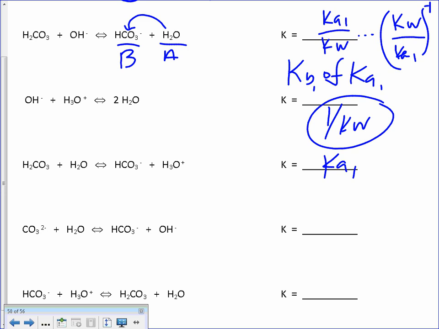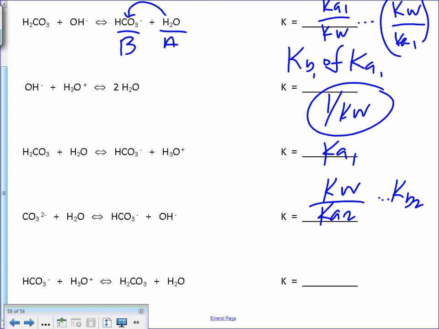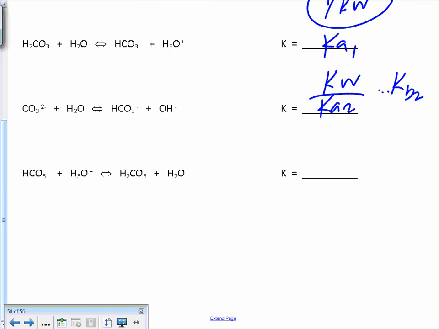The next one, what'd you guys get? Kw over Ka2. Good. Kw over Ka2, which means you're representing Kb2, right? So Kw over Ka is Kb. The way you did this one was you saw water was interacting with carbonate in a way that makes bicarbonate. So this is acting as the base because it's accepting. This is acting as the acid. So if you realize that carbonate is acting as a base, you must find the Kb of it. But the combination of them is the second dissociation.